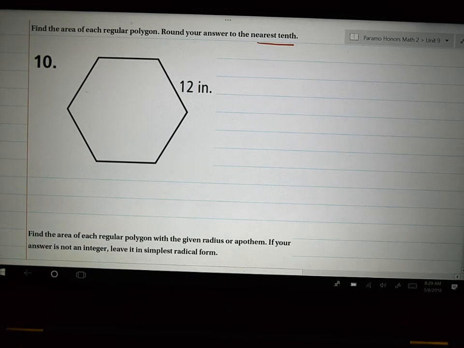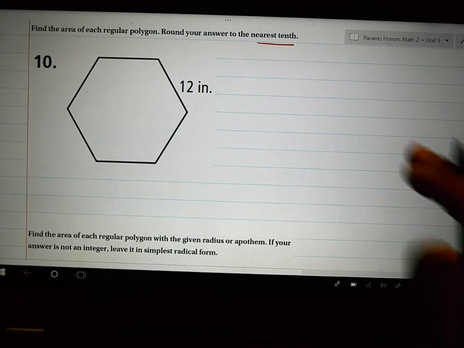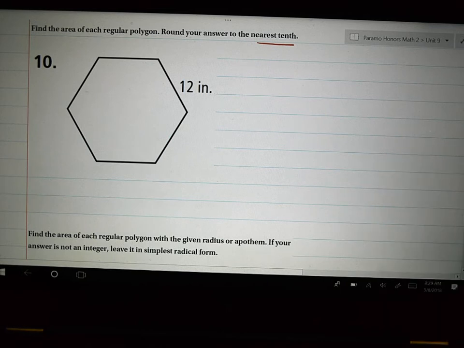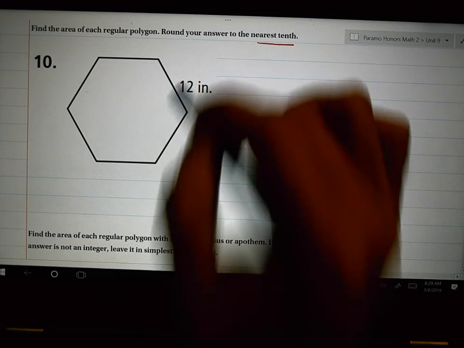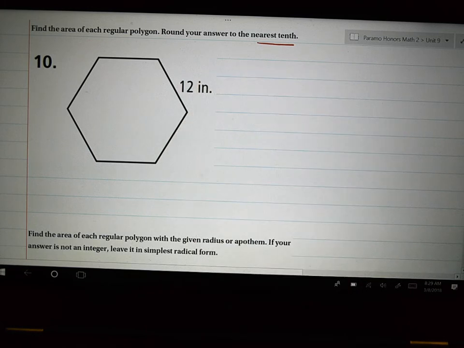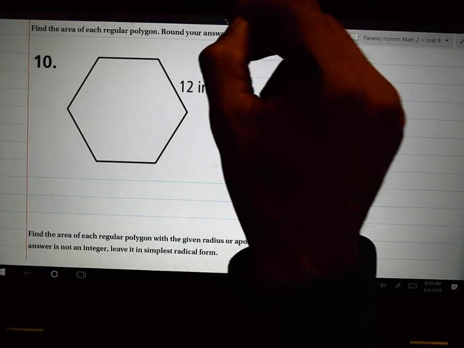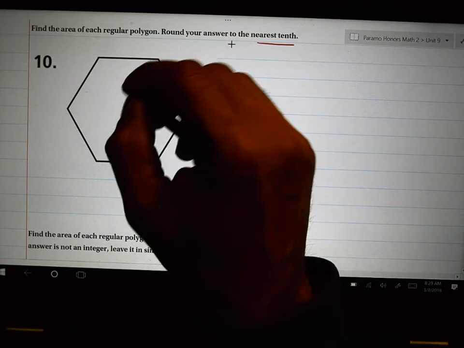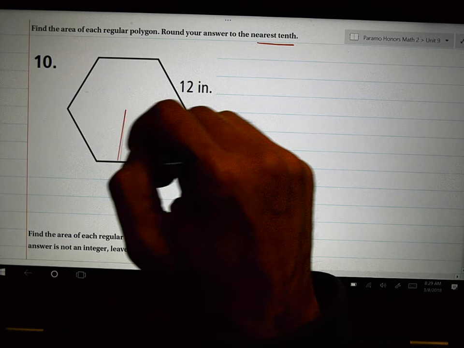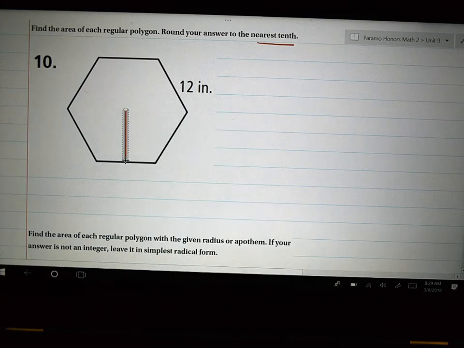I need to know what the apothem is. The good thing is that I have learned enough geometry in my previous units that I should be able to figure this out. This side length is 12 units. We know that there are 6 sides in this hexagon. But I don't know what the apothem is. So here's what I'm going to do. I'm going to draw an apothem. Hopefully I can draw a straight line. Let me cheat a little bit. There's my apothem.